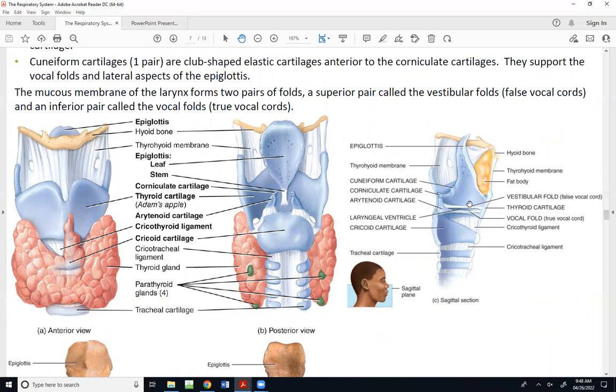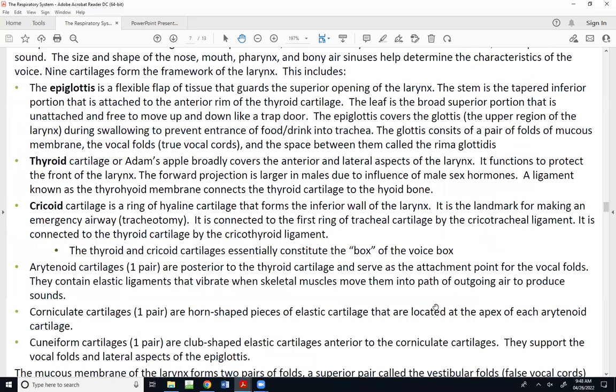Here is a sagittal section where the larynx has been cut in half from front to back. You can see the epiglottis. I don't really like this image, it's kind of tricky, but there are a couple things that you can see here, and that's why I included it. These are the two images that I'll refer to the most.